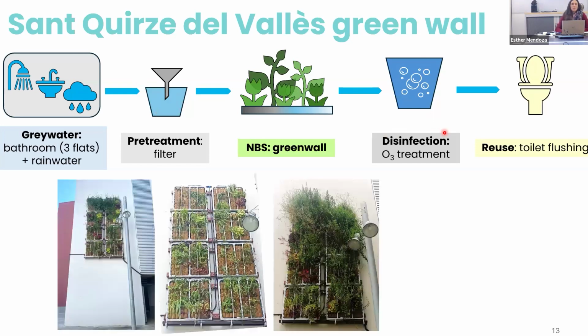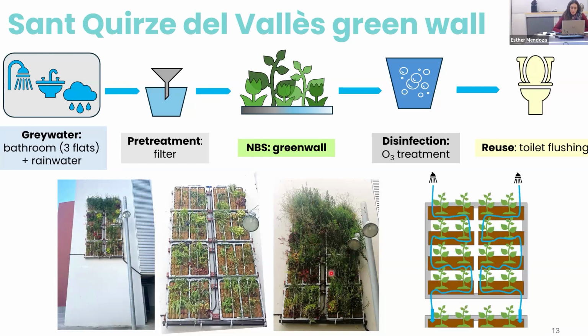Here you can see the wall. The wall is placed a little high, so people cannot access it, and there are no safety concerns with the water or whatever. Here you can see how the wall looks with plants that were planted recently, and when the plants have grown a lot. The treatment is very simple: the water enters through the upper part and goes through horizontal flow through the different compartments of the green wall. Then it goes out, passes through the ozone, and then we can reuse it for toilet flushing.